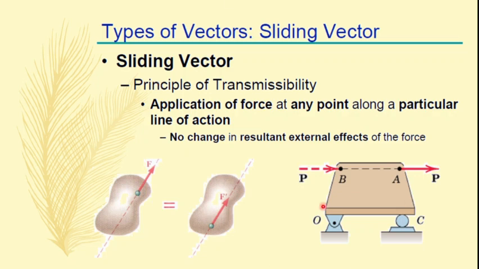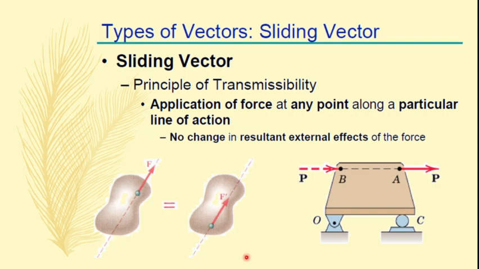If this one is the object and if we apply a force here, that is P, and if we draw the line of action in this way, then we can place this force P anywhere within this line of action, and there is no change in the results on this body by applying the force. That is why it is a sliding vector, and we use here the principle of transmissibility.